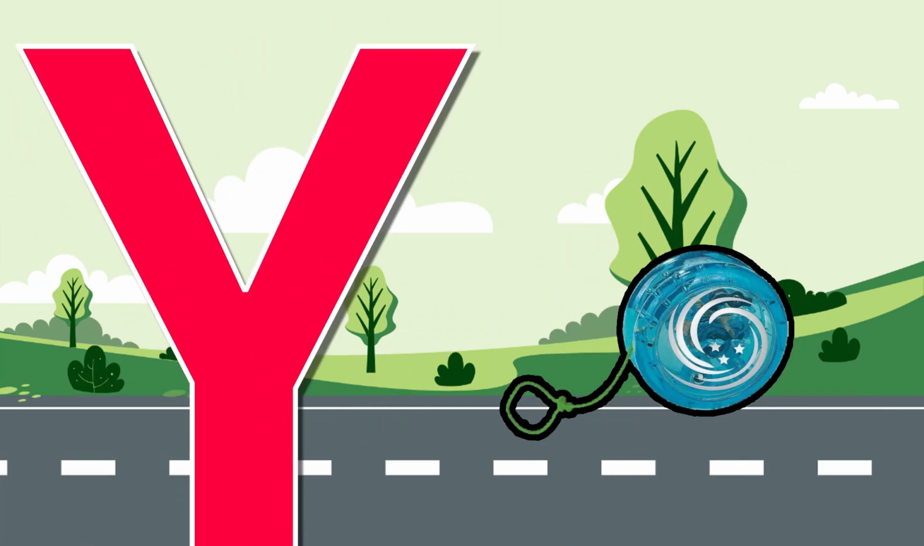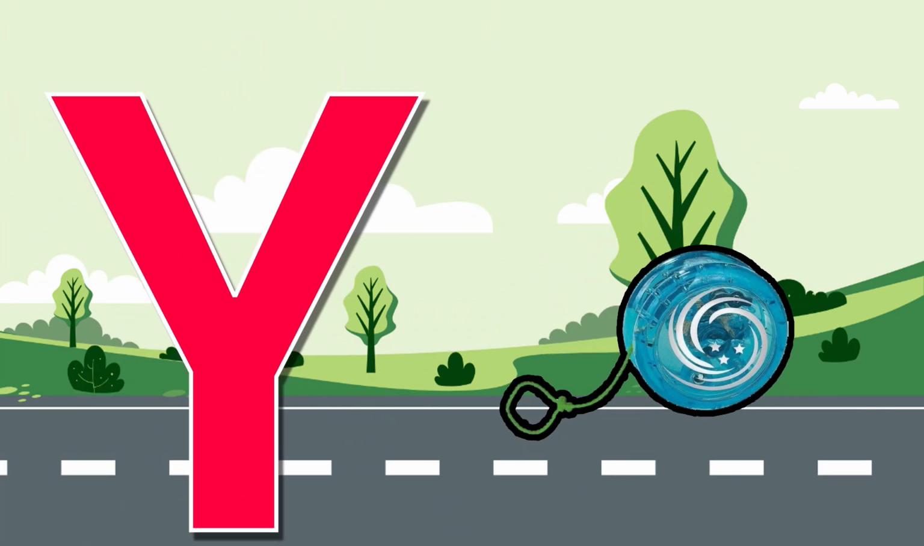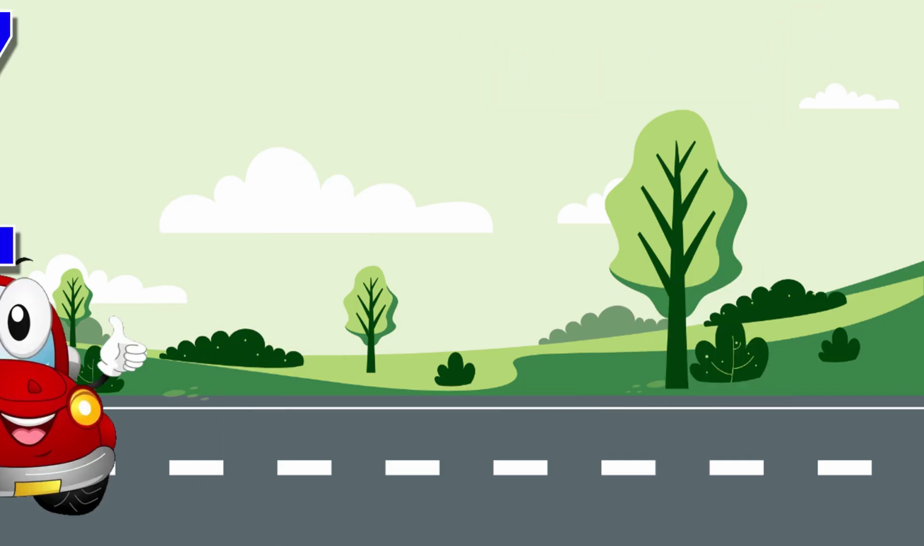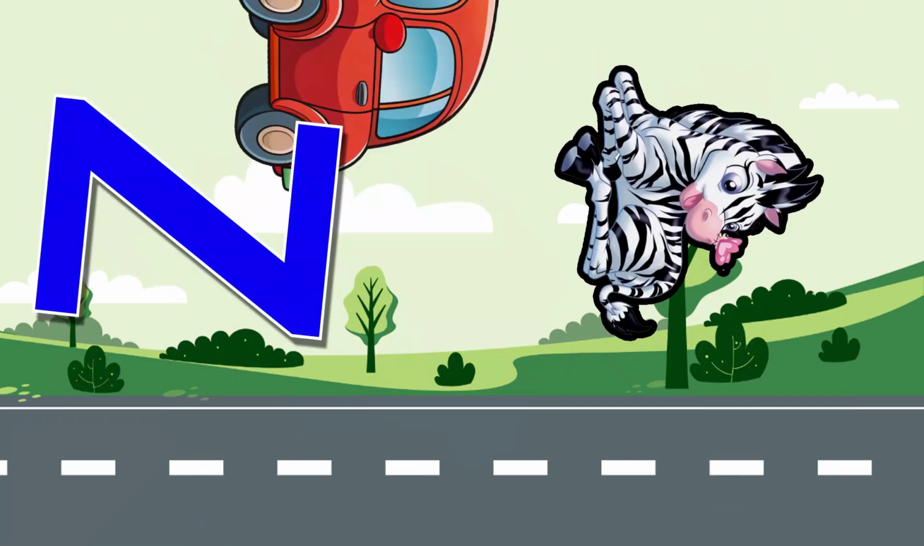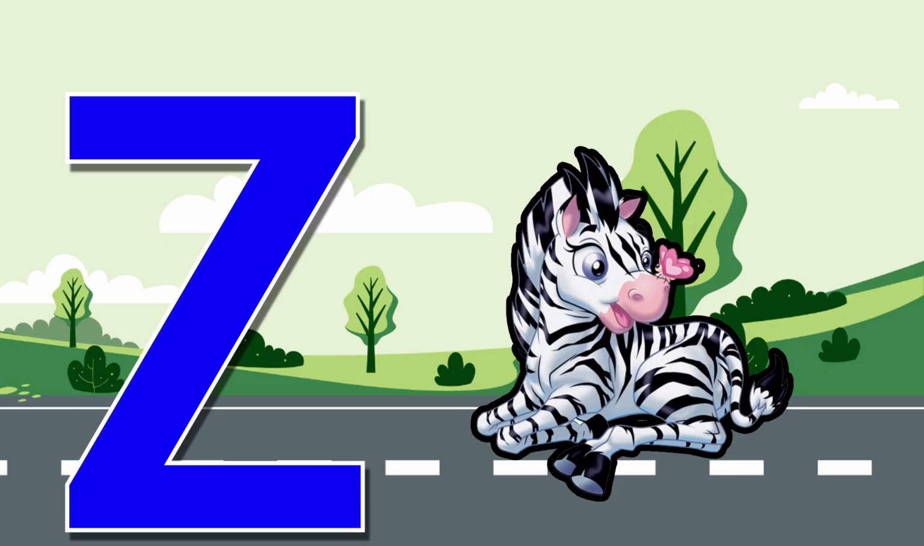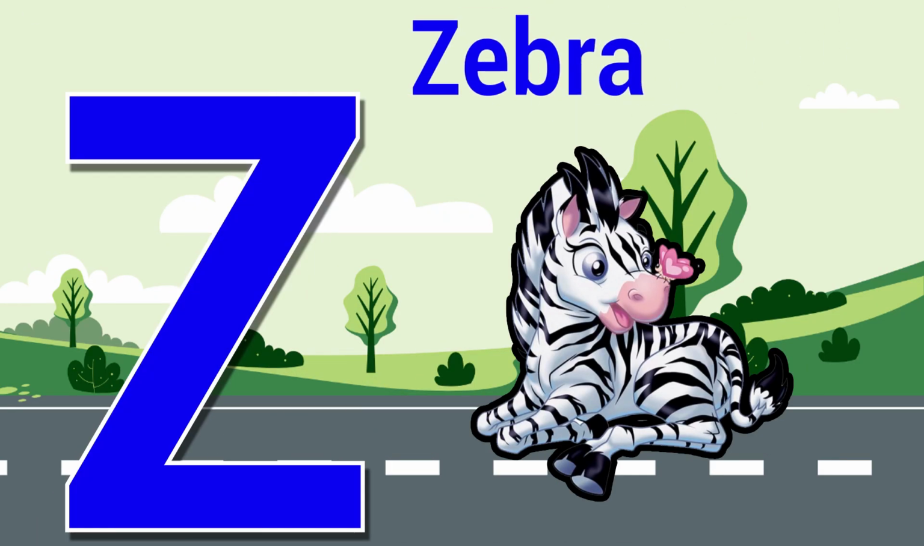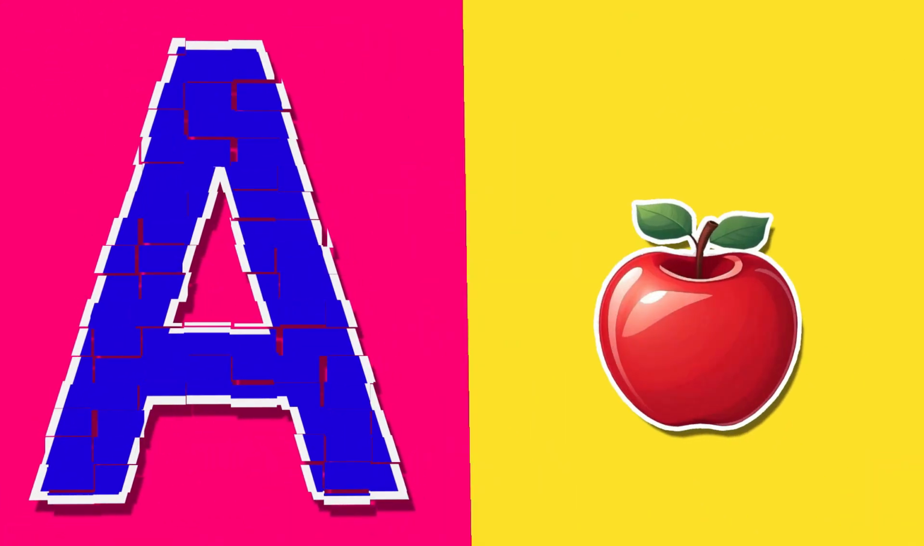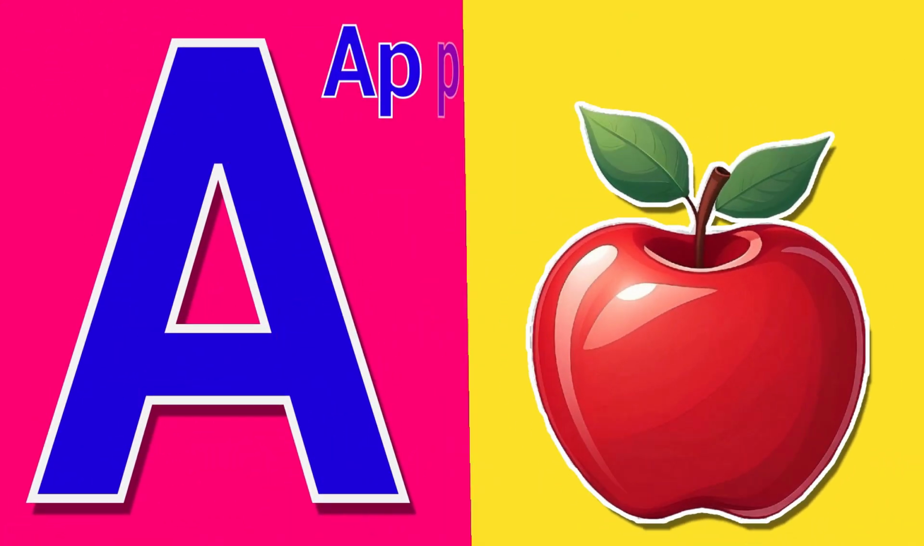Yo-yo. Y. Z is for zebra. Zebra. Z. A is for apple, red and juicy.